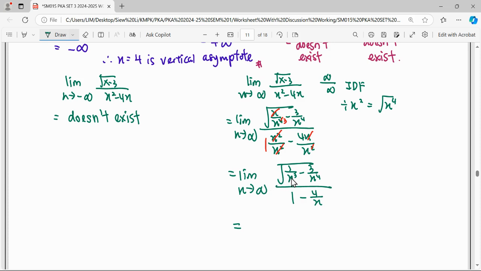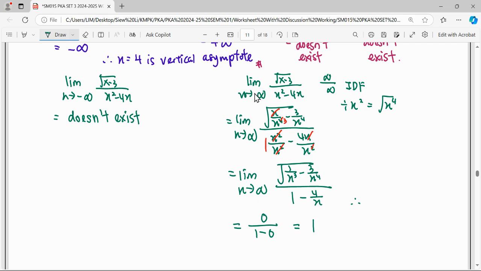When you substitute infinity, 0. 0 minus 0, 0. Set 0, 0. Evaluate your infinity, put here 4 over infinity, 0. So 1 minus 0. So 0 over 1, 1. From this result, what can we conclude?